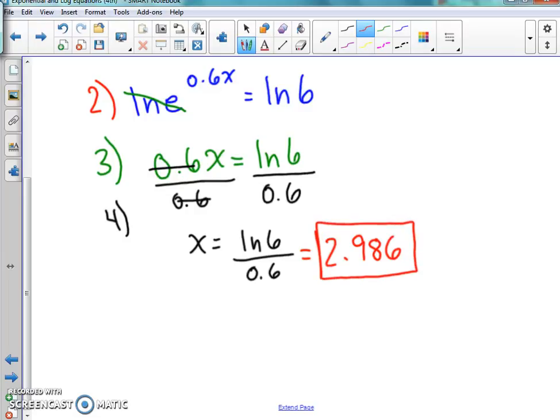Alright, so easy. Isolate, natural log it, simplify, solve. Same thing over and over and over again. Don't change it up, just keep it the way it is. Alright, so that's that one. So now here comes the practice.